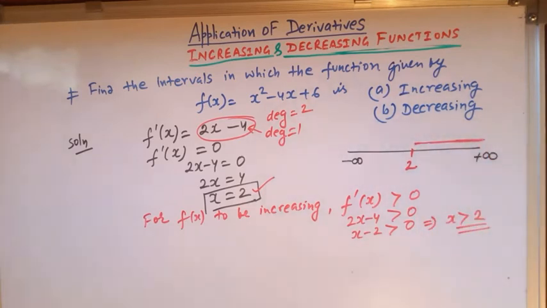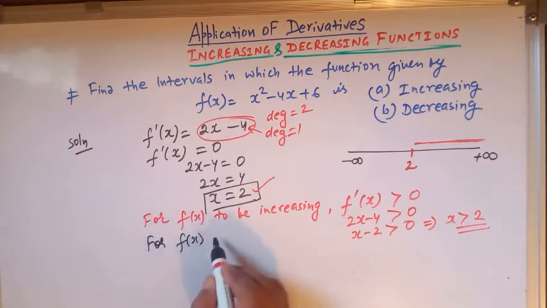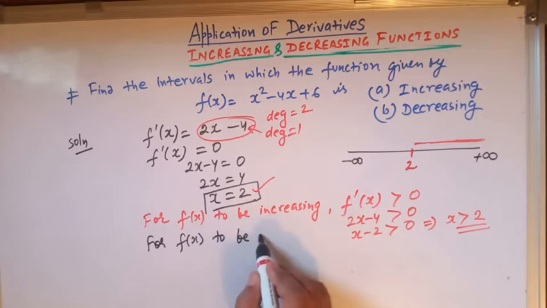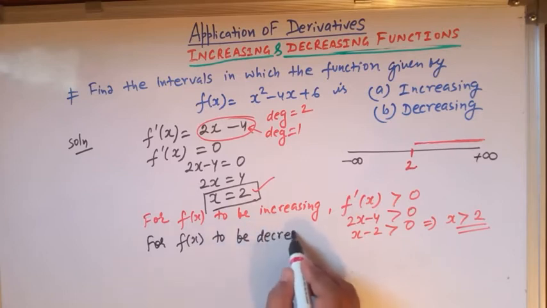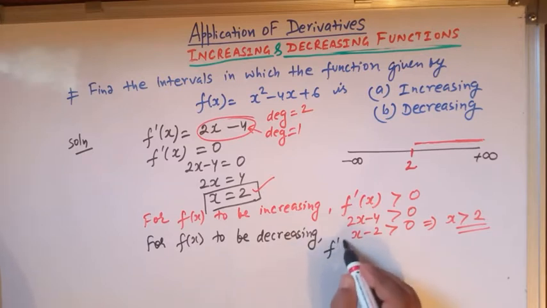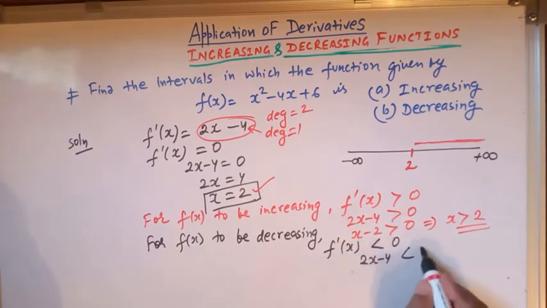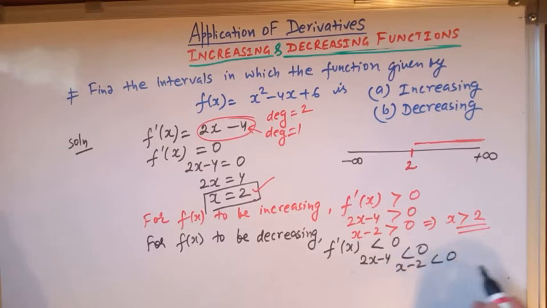Clear? Now for f(x) to be a decreasing function, the derivative must be less than 0. So it means 2x minus 4 must be less than 0, or x minus 2 must be less than 0. This implies that x is less than 2.